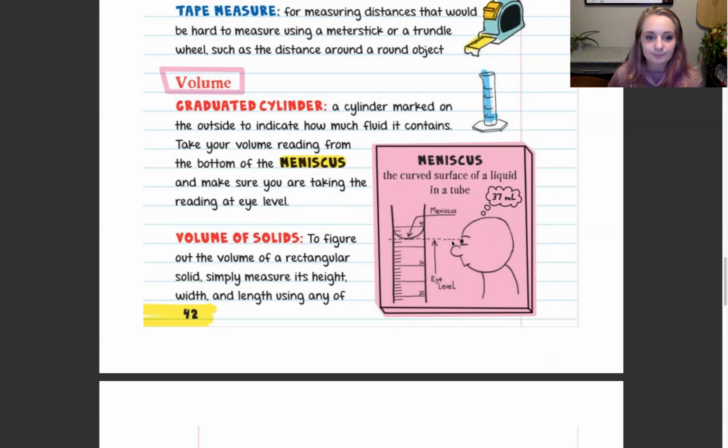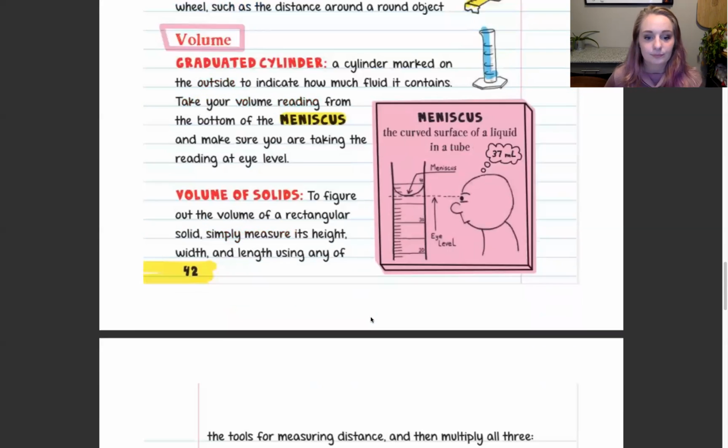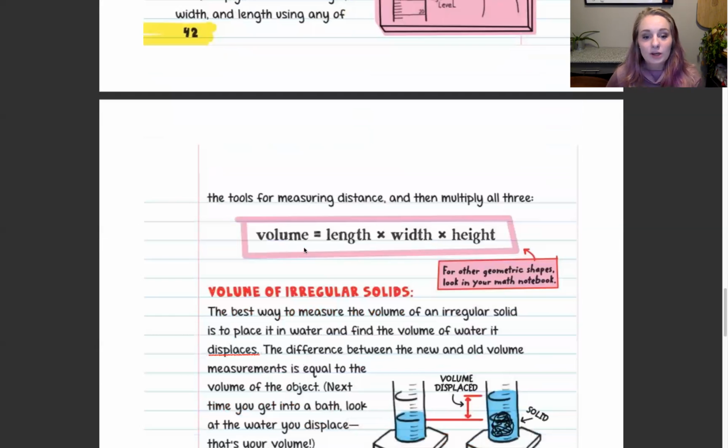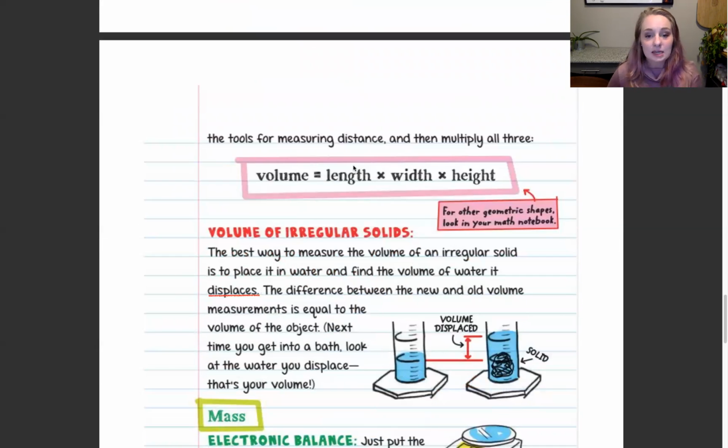37 milliliters. In order to measure the volume of a solid, usually a square or a cube, you would simply measure its height times its width times its length. So the equation for volume of a cube is length times width times height.